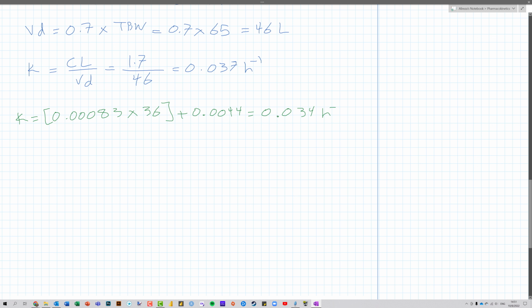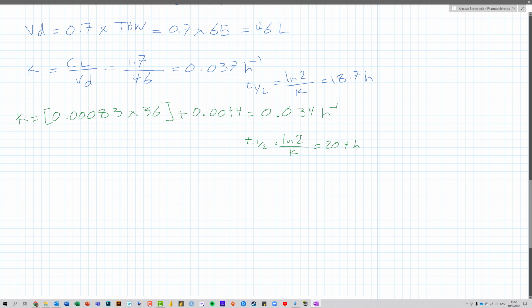Now, a small deviation in K can be a little more when you convert it to half-life. If you calculate the half-life based on this, essentially ln of 2 divided by K, this will give you about 20.4 hours. Using the original K we found, if you calculate half-life, this will give you essentially 18.7 hours. So, a couple hours difference, but not something that would be significantly different.